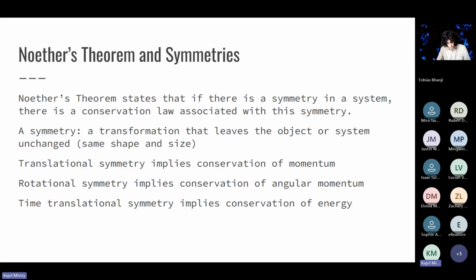So for example, translational symmetry. If you move a system or an object, it implies that there is conservation of momentum. Rotational symmetry, so rotating, implies conservation of angular momentum, and time translational symmetry implies conservation of energy.